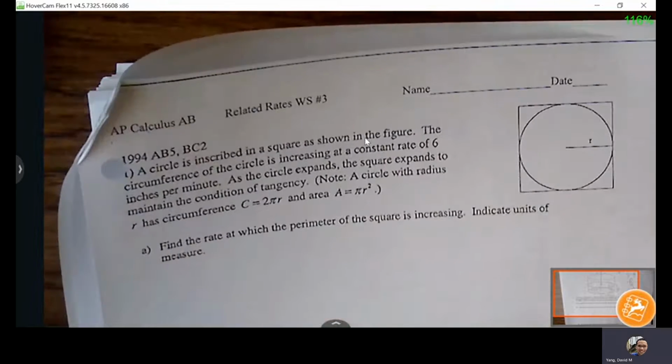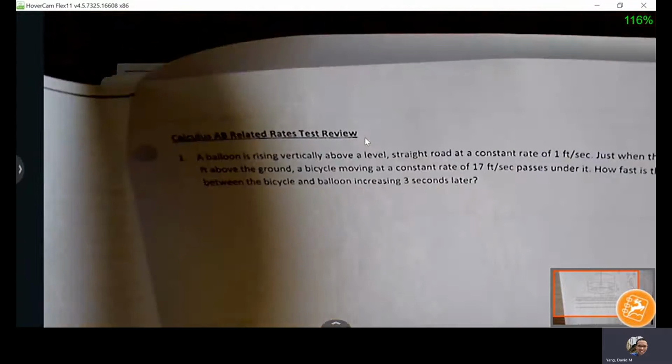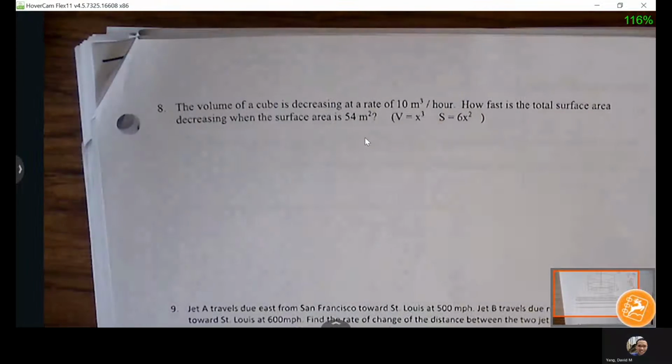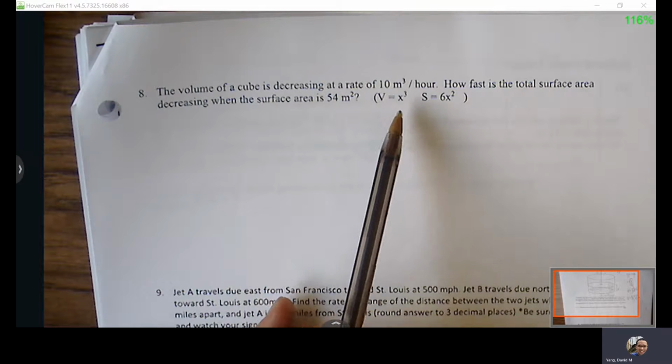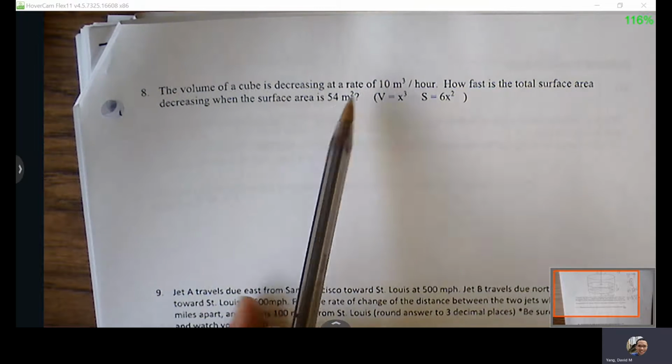Right, so off of the test review, going to page 8, sorry, number 8 here. Okay, so volume of a cube is decreasing at a rate of 10 cubic meters per hour. How fast is the total surface area decreasing when the surface area is 54 square meters?